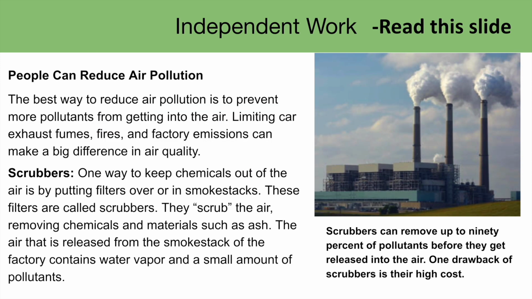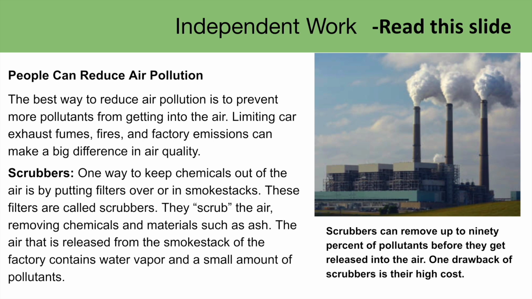People can reduce air pollution. The best way to reduce air pollution is to prevent more pollutants from getting into the air. Limiting car fumes, fires, and factory emissions can make a big difference in air quality. Scrubbers. One way to keep chemicals out of the air is by putting filters over or in smokestacks. These filters are called scrubbers. They scrub the air, removing chemicals and materials such as ash.